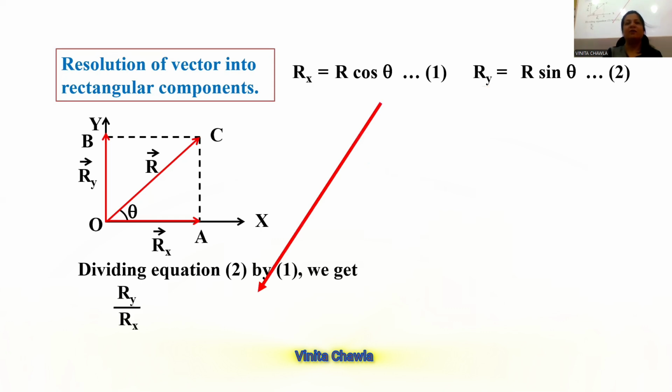Ry by Rx, Ry is R sin theta and Rx is R cos theta. So sin theta upon cos theta is tan theta. So this is how we can find the angle between the resultant vector and one of the given vectors that we have.